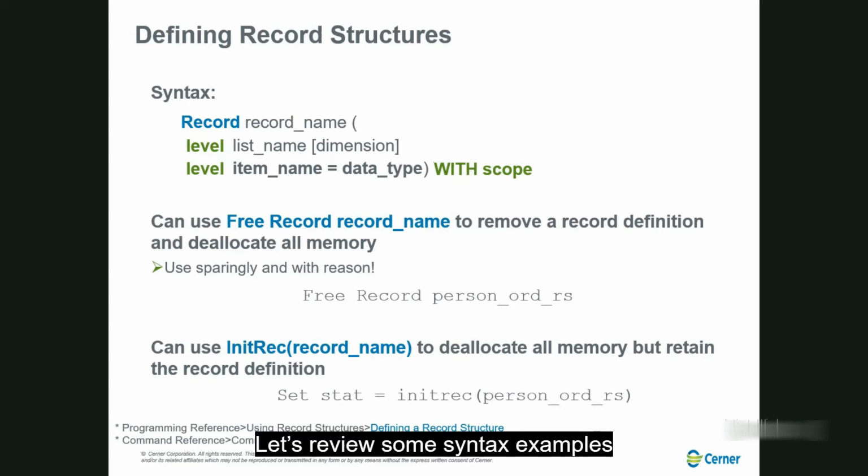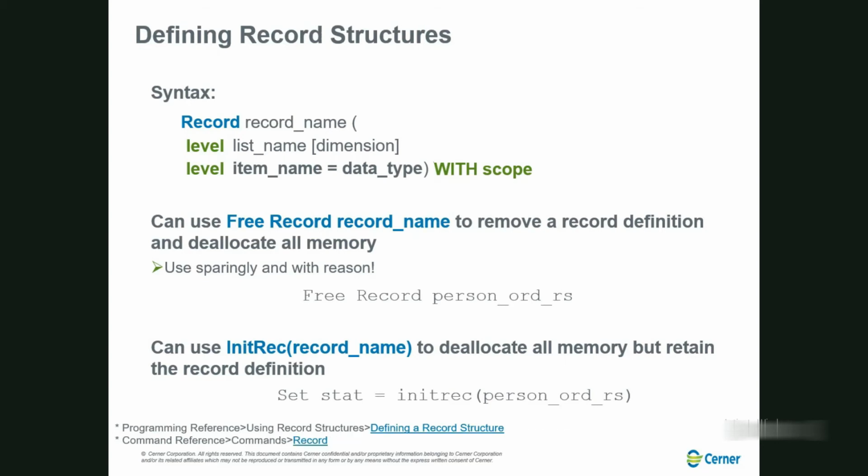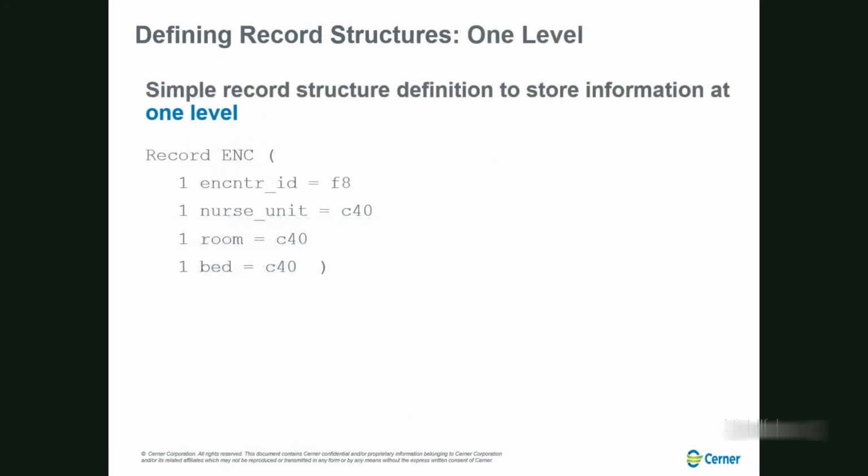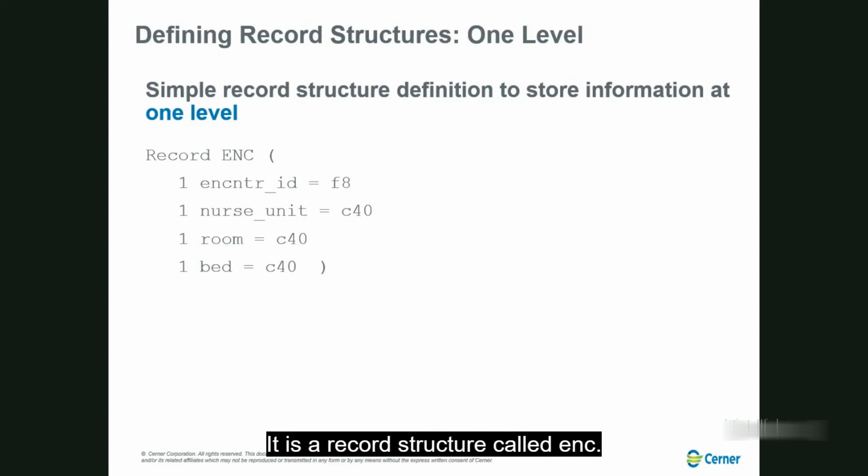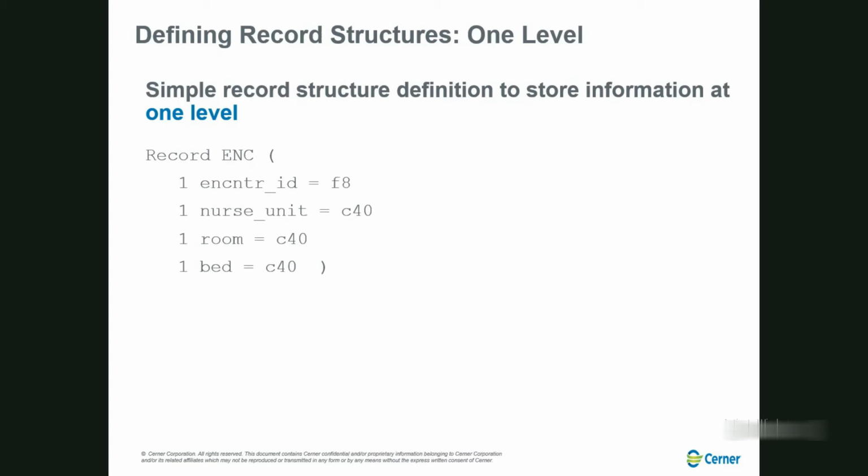Let's review some syntax examples of using the record command to define record structures. The following is an example of a record structure definition that stores information at one level. It is a record structure called Inc. Within the parentheses, we see 4 items at level 1. It looks like it's storing one encounter ID that has an F8 data type, one nursing unit that has a C40 data type, one room and one bed also defined as a C40.